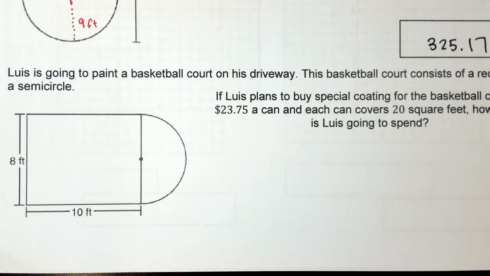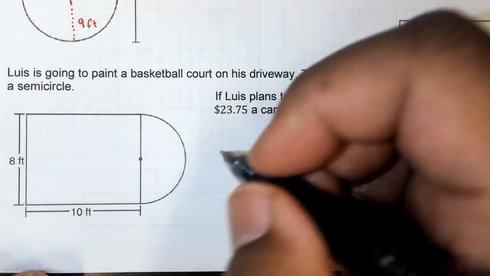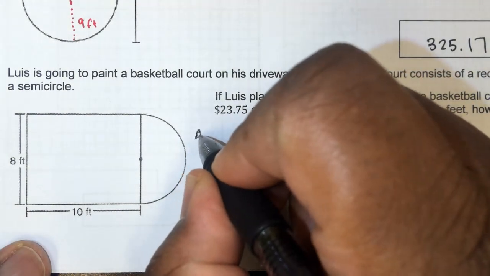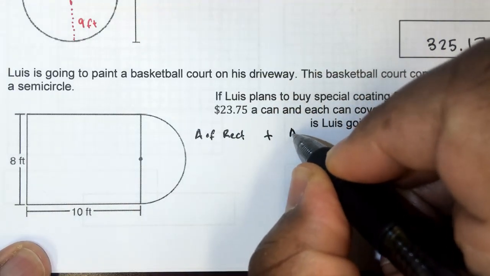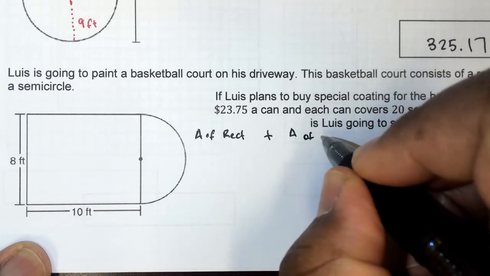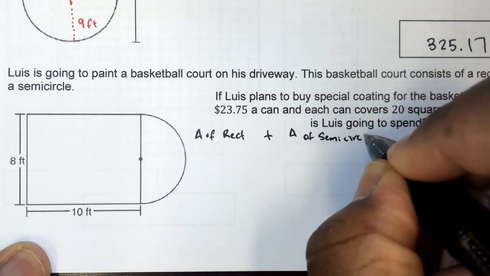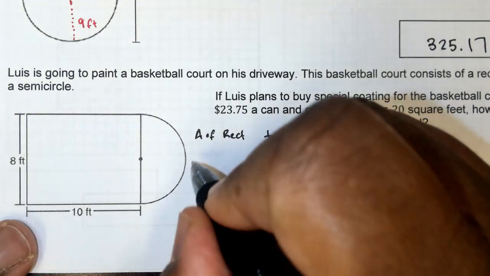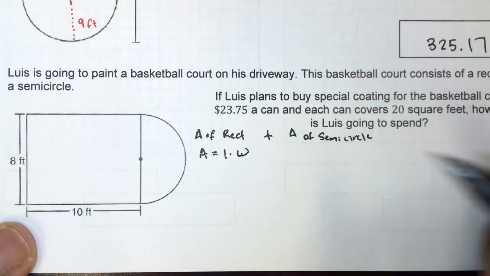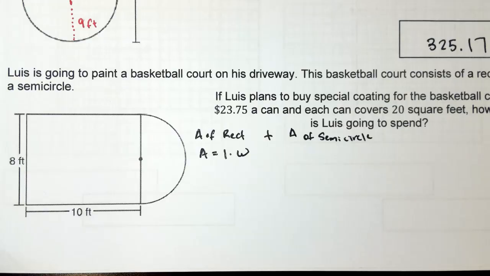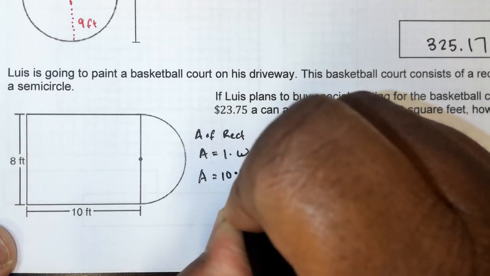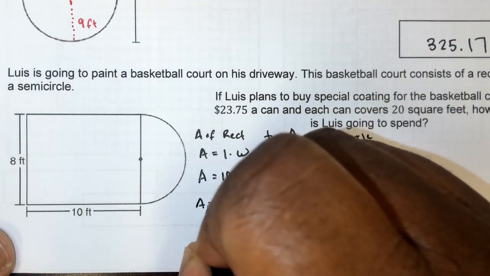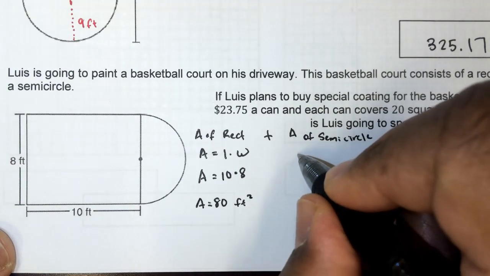First thing we need to do is figure out the area of the court. I already told you what shapes they were. Area of a rectangle plus area of a semicircle. Alright. Area of a rectangle, we done did it 2 times already. Length times width. We'll make this yours, Isabella. What's length and width? 10 and 8. Easy math. 80 feet squared. Then after that, we're doing area of a semicircle.